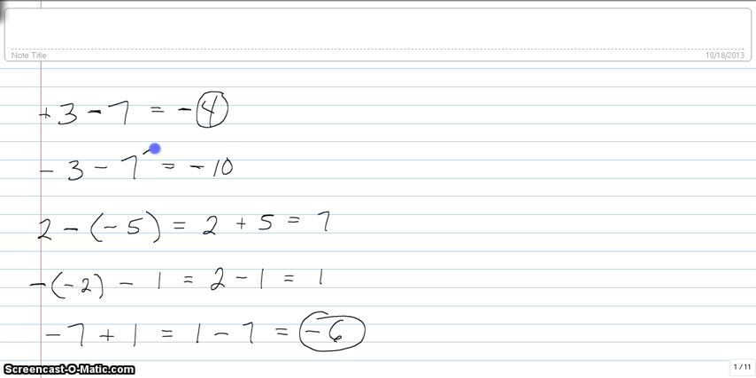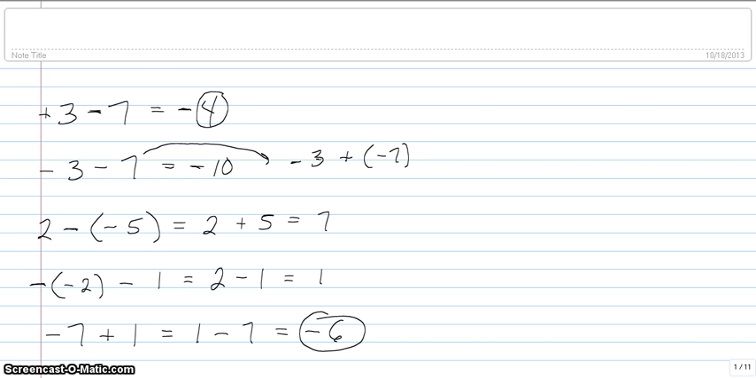Another way to think about this one, I know sometimes it's explained this way. I don't know, I think this is more confusing, but this is the same as negative 3 plus negative 7. Maybe thinking of it that way helps us to understand where the 10 comes from. Right? 3 plus 7 is 10, but they're both negative. I don't know if that helps or not.